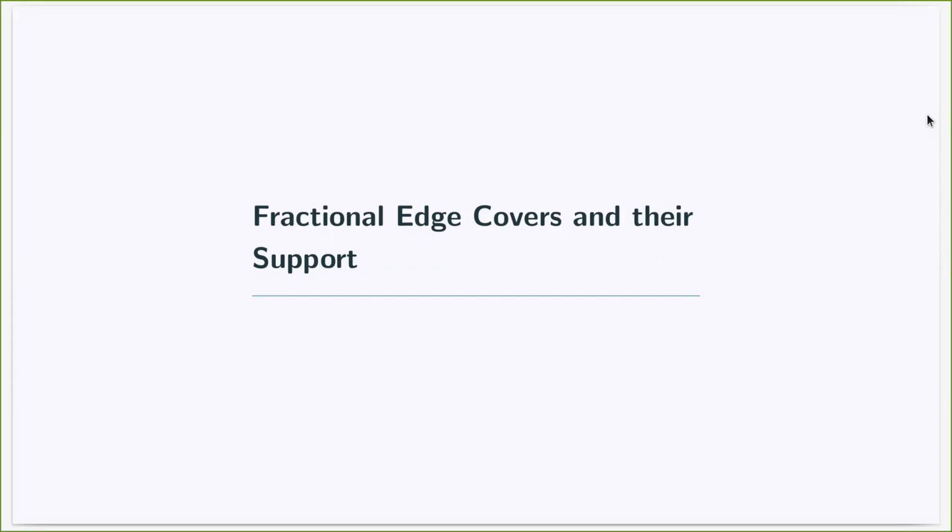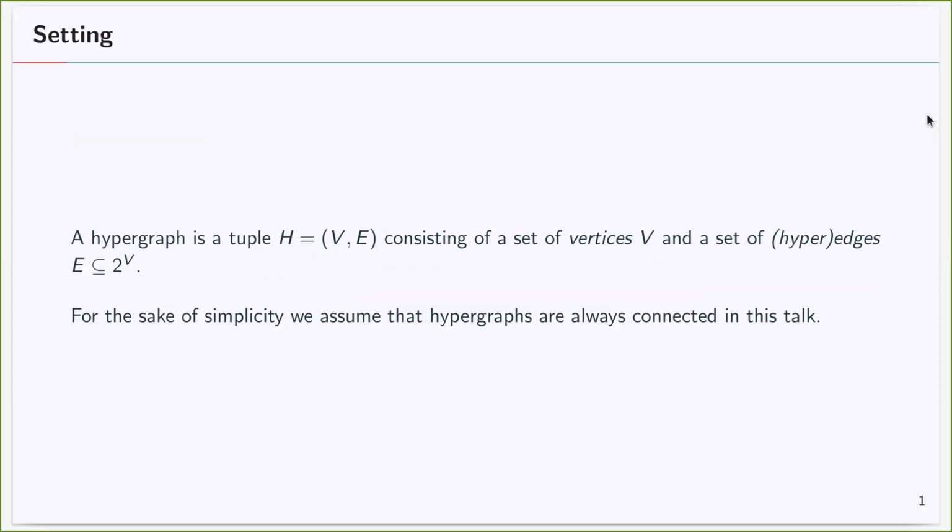And that's it then. So we will start with fractional edge covers and their support and what these things are. This whole talk will be about hypergraphs. To briefly recall this fundamental concept, a hypergraph is just a tuple consisting of a set of vertices, which is a set of any kind of elements, and a set of hyperedges, where a hyperedge is just some set of vertices. So hypergraphs are also commonly viewed as just sets of sets. For the sake of simplicity, we assume that these hypergraphs are always connected in this talk. This makes no real difference for the results, but it's just easier to imagine.